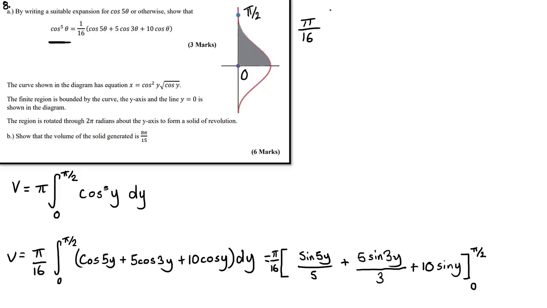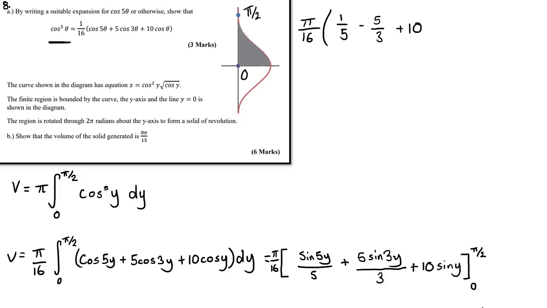Now, the limits are actually quite nice for this question. When I put pi over 2 in here, that's going to be sine of 5 lots of pi over 2, and then we divide by 5. So my first result is 1/5. When we substitute pi over 2 into 5 sine 3y over 3, that's going to give me minus 5 over 3. And then finally, 10 sine y, substituting pi over 2, we just get plus 10. Okay, so that's for the upper limit, pi over 2.